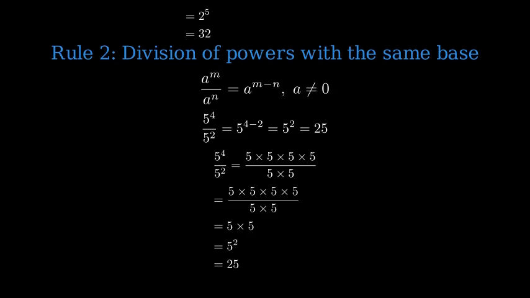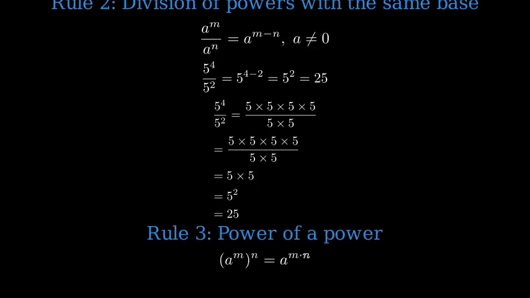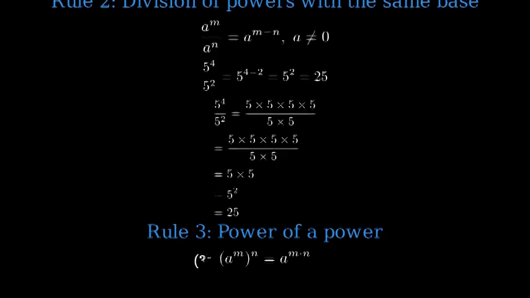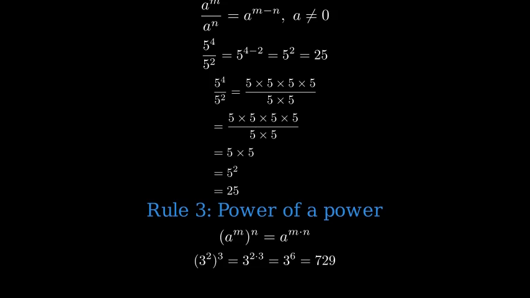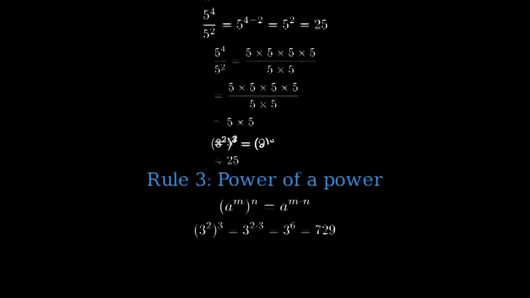Our third rule is about raising a power to another power. When we have a base raised to an exponent, and then that whole expression is raised to another exponent, we multiply the exponents. For example, the quantity 3 squared, raised to the third power, equals 3 to the power of 6, which is 729.